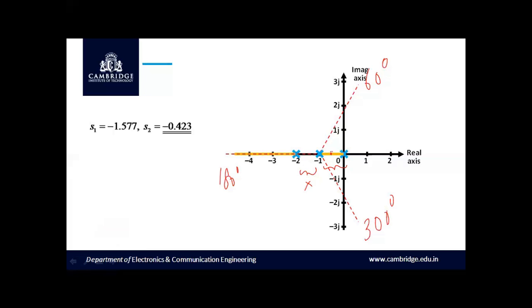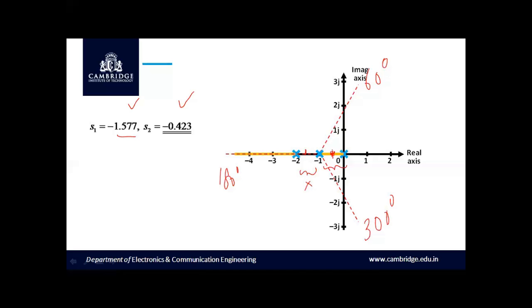This is by prediction, which justifies rule number 6. Now we have to locate the exact point of the breakaway point on this negative real axis. By following the procedure, we have obtained two locations, one exactly at -1.577 and the other exactly at -0.423. So let us mark -1.577, which comes exactly here, and -0.423, it comes exactly here.